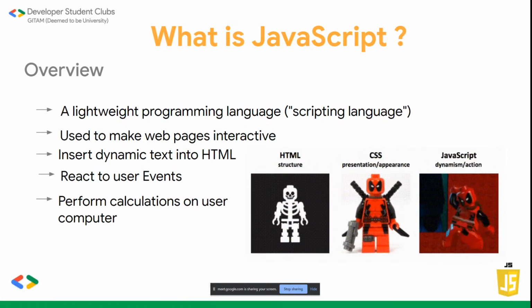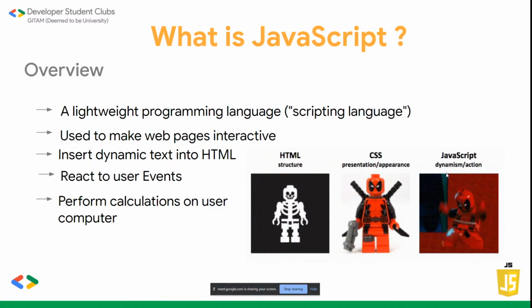Okay, so since we saw what HTML and CSS are and how they work, we'll dive into JavaScript now. So what is JavaScript? It's a lightweight programming language. Mostly people call it a scripting language, and it is used to make web pages interactive. As you can see from the GIF here, HTML just provides you the structure. CSS provides you with some physical appearance, colors and some beautification. JavaScript will provide you the dynamism and accents in your web pages.